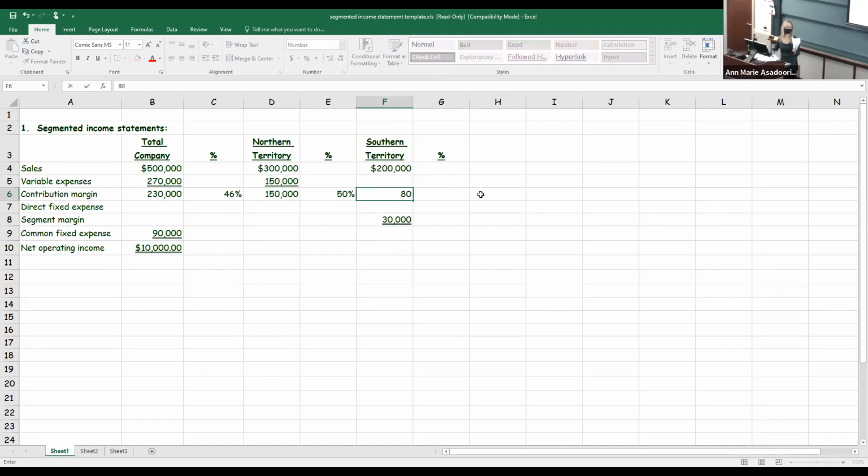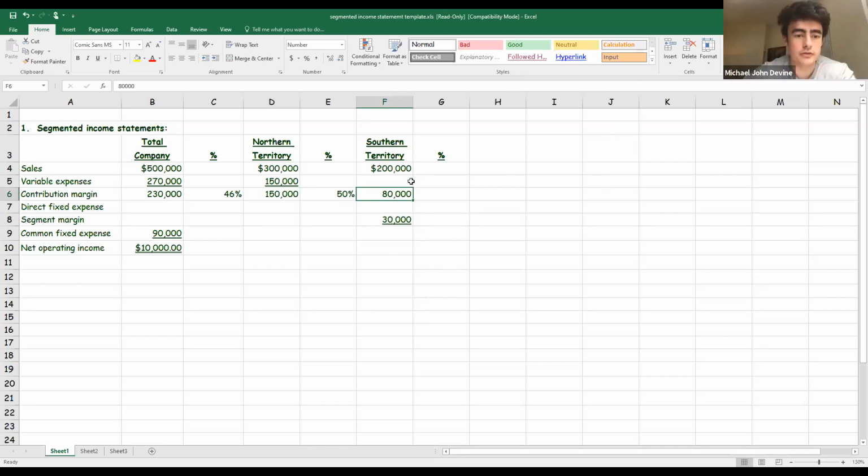Yeah, I'm just going by what she's saying. Okay, yes. So if this is 230, that's 150, that has to be 80. I know what she's doing, but I think she's reading it from the wrong line. Okay, Michael? The direct fixed expense for Southern Territory would be 50,000.